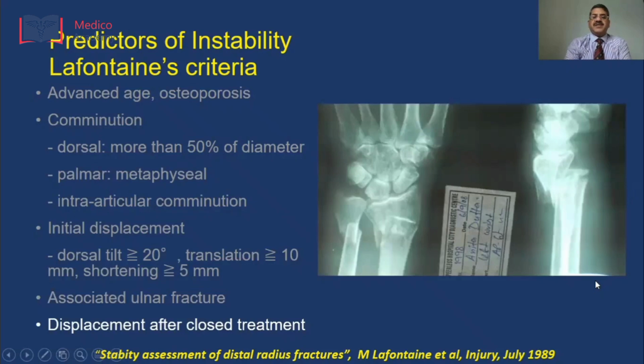And if the fracture displaces after closed treatment, then obviously it is unstable. So if you have predicted according to Lafontaine's criteria that the fracture is likely to be unstable, then it may be preferable not to go for a treatment modality like a plaster, but instead go for a more robust internal fixation as a treatment plan.